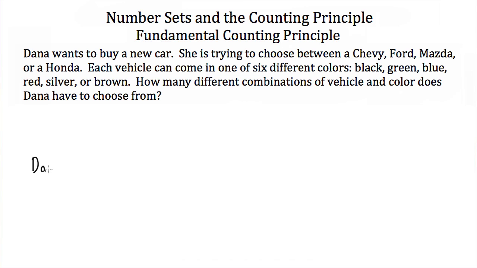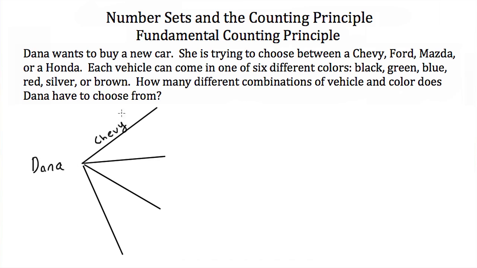Well, here's Dana. And she can choose between a Chevy, Ford, Mazda, or a Honda. So she has 4 different choices. She can choose a Chevy, a Ford, a Mazda, or a Honda. Once she's chosen between the 4 different makes of car, she has 6 different colors to choose from.